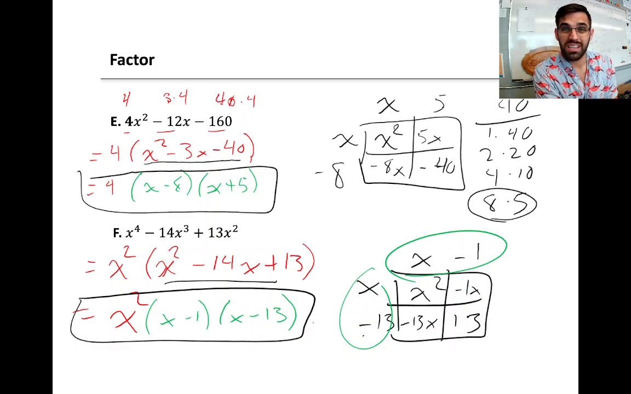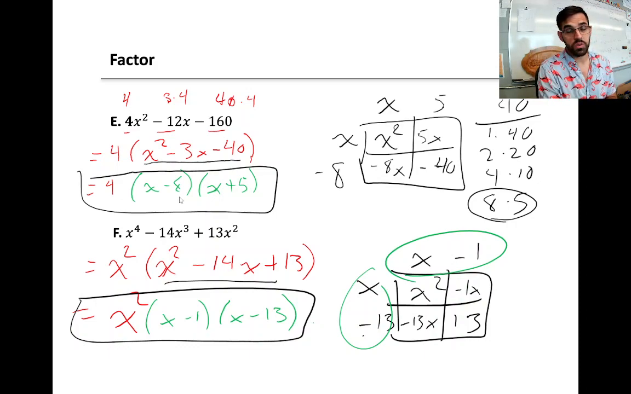Okay, so a couple other techniques for making factoring simpler. Example E, notice the coefficients 4, 12, and 160 can all be divided by 4. 12 is just 3 times 4, and 160 is 40 times 4. So what we can do is pull out a greatest common factor of 4. When we do that, we're left with a polynomial x squared minus 3x minus 40. And then we can factor that polynomial in the brackets separately. Pulling out the greatest common factor makes it easier to work with smaller numbers, makes it easier to factor.